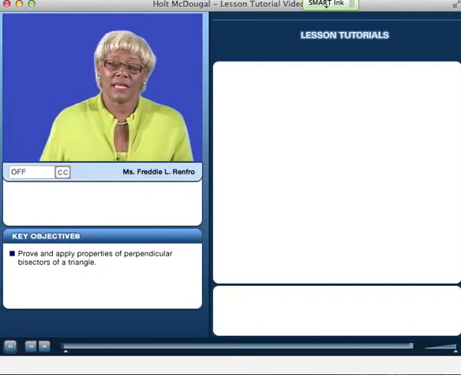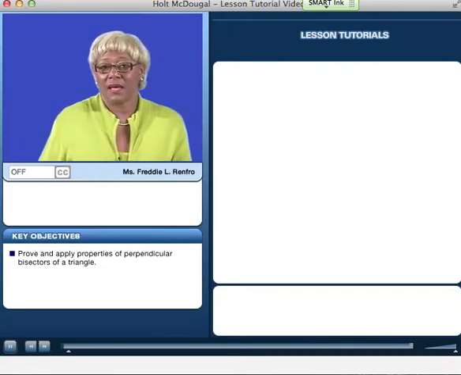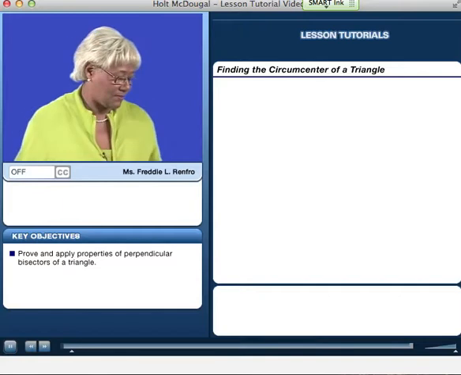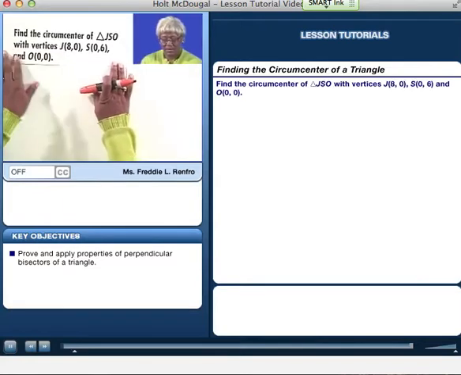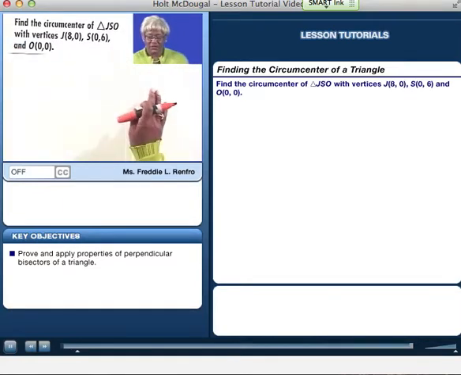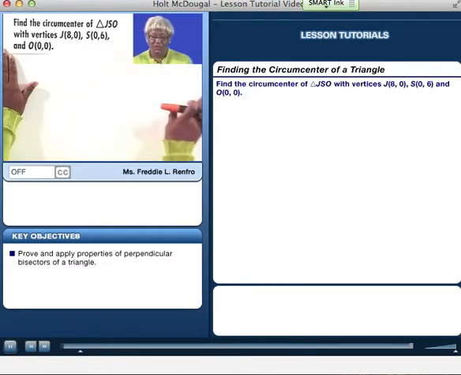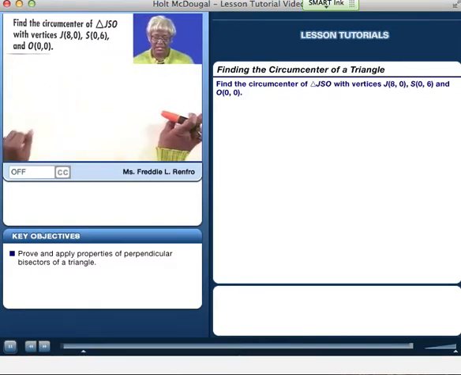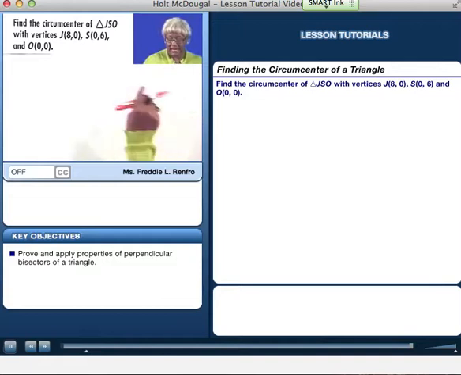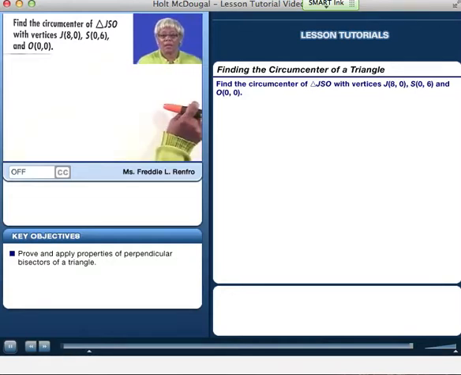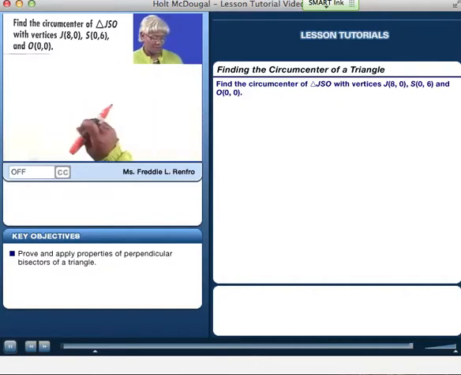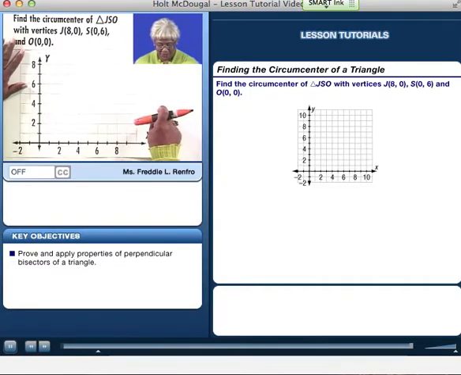Let's look at another example where we're being asked to find the circumcenter. Find the circumcenter of triangle JSO with the vertices J (8, 0), S (0, 6), and point O, which is at the origin. I'm going to go ahead and graph that.